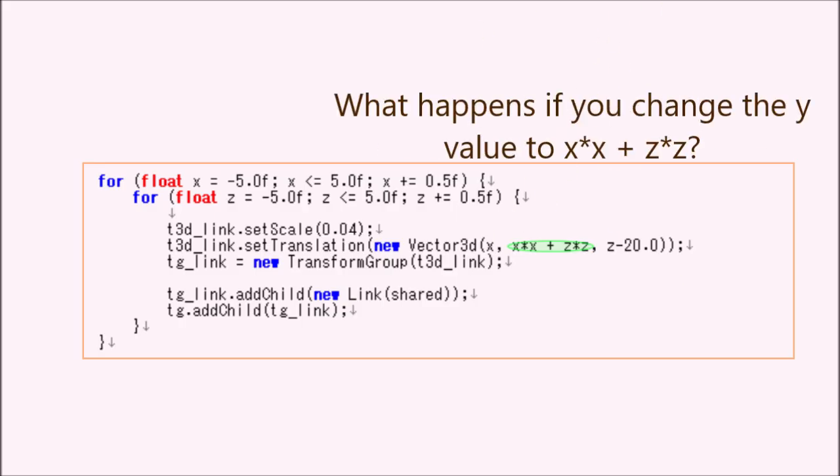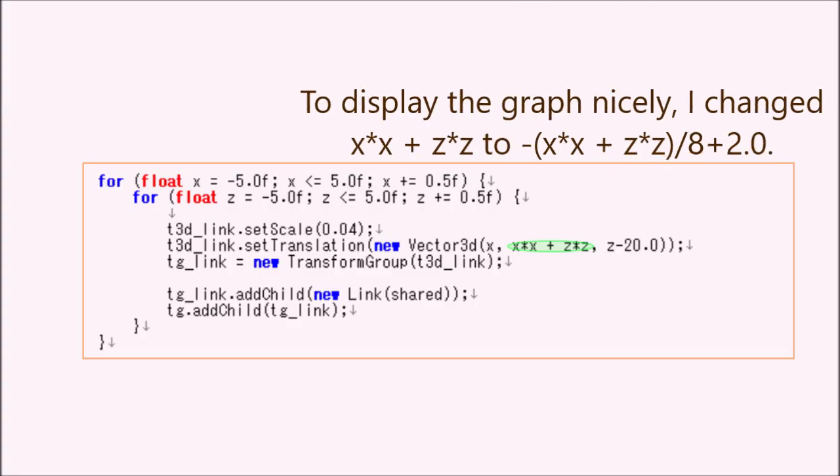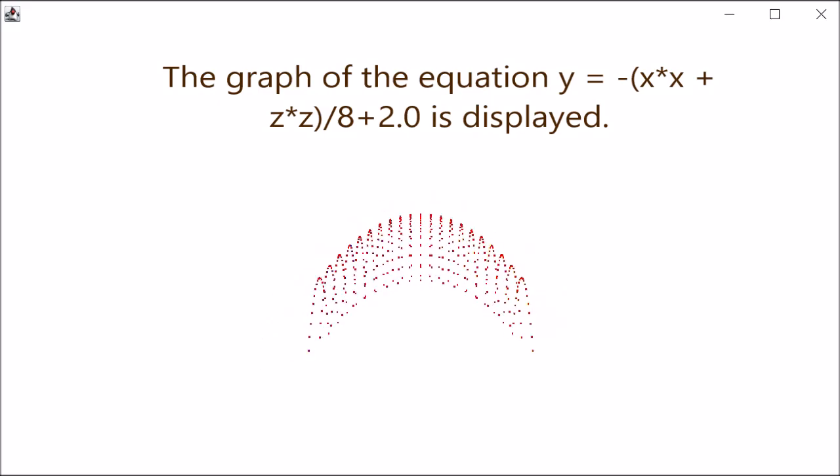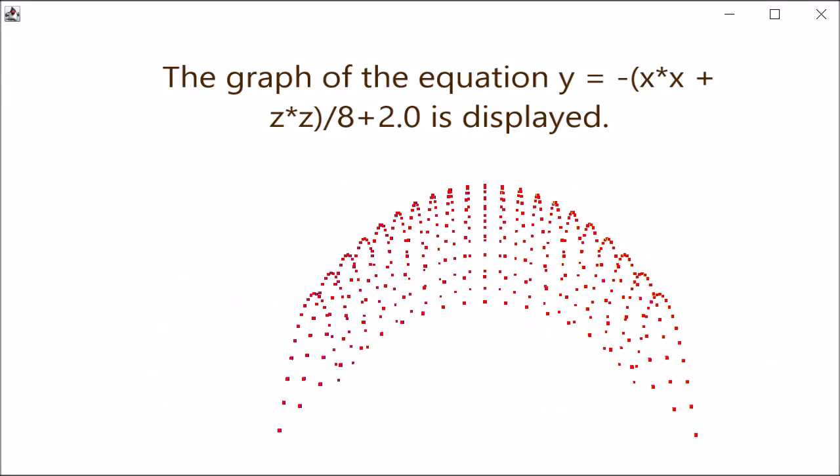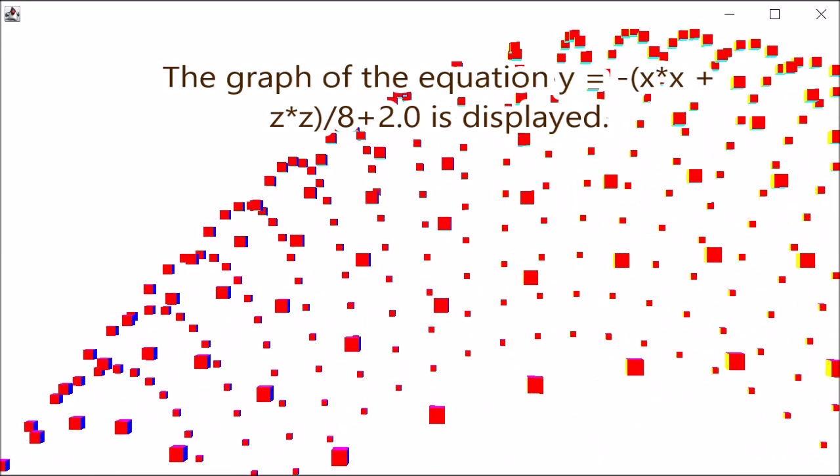What happens if you change the y value to x multiplied by x plus c multiplied by z? To display the graph nicely, I changed x multiplied by x plus c multiplied by z to minus open parenthesis x multiplied by x plus c multiplied by z close parenthesis divided by 8 plus 2.0. The graph of the equation y equals minus open parenthesis x multiplied by x plus c multiplied by z close parenthesis divided by 8 plus 2.0 is displayed.